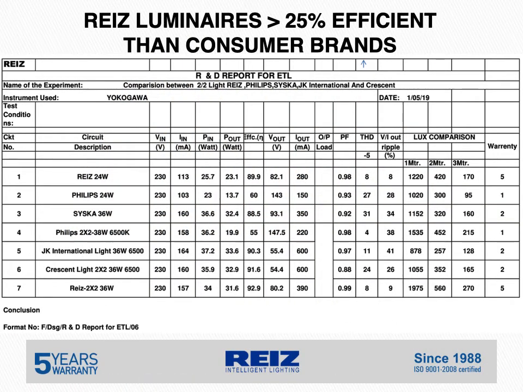Before spending a packet on LED lighting, every factory owner must insist on benchmarking reports and, in fact, also check out the benchmarking. It's fairly easy to check out simple parameters like power factor or even lux levels at given distances. And Reiz luminaires are, in general, at least 25% more efficient than the popular consumer brands.